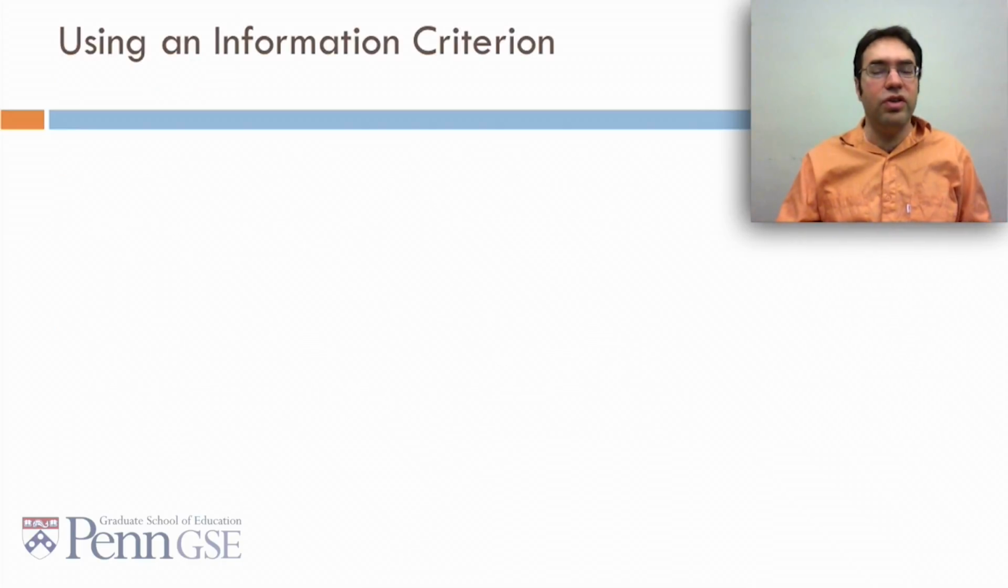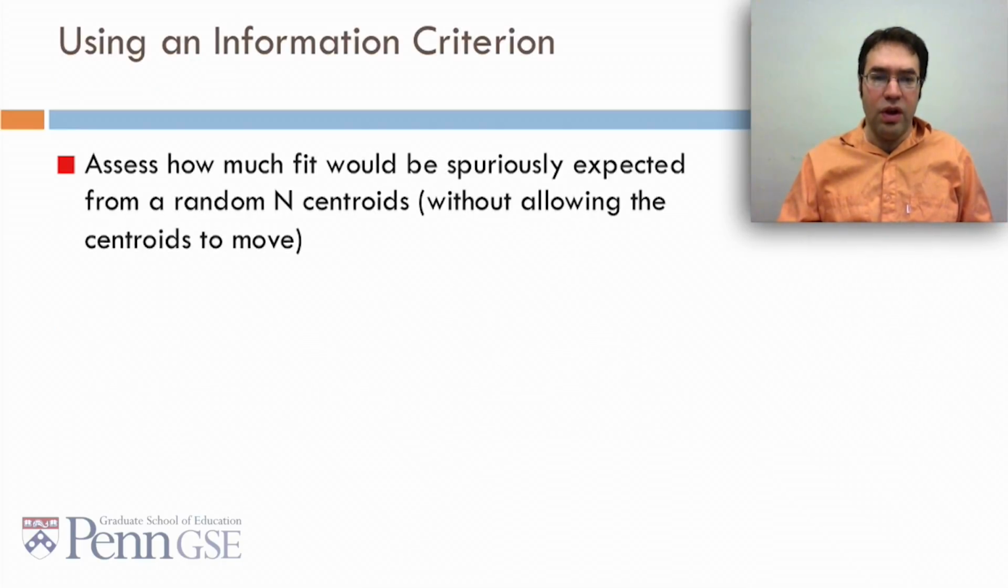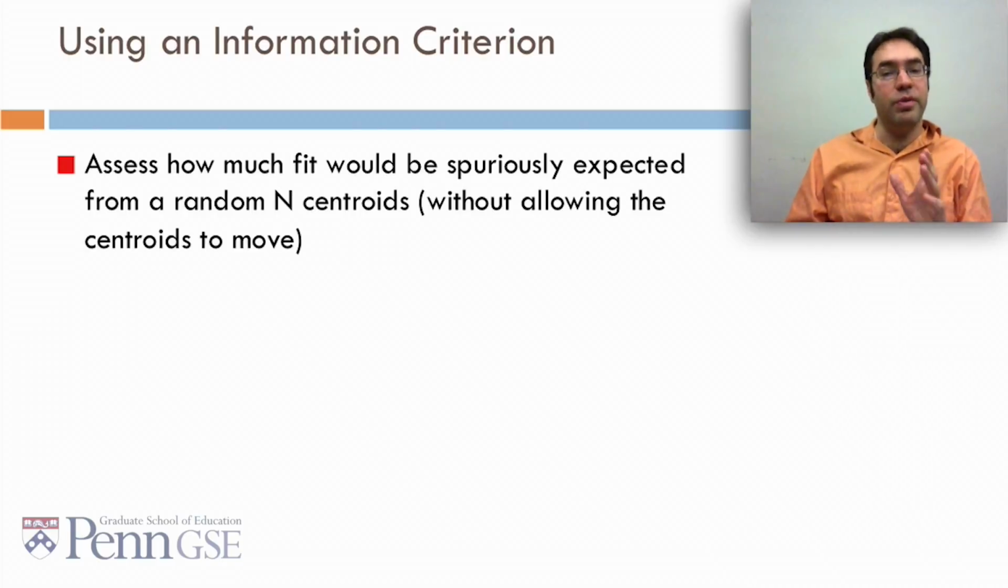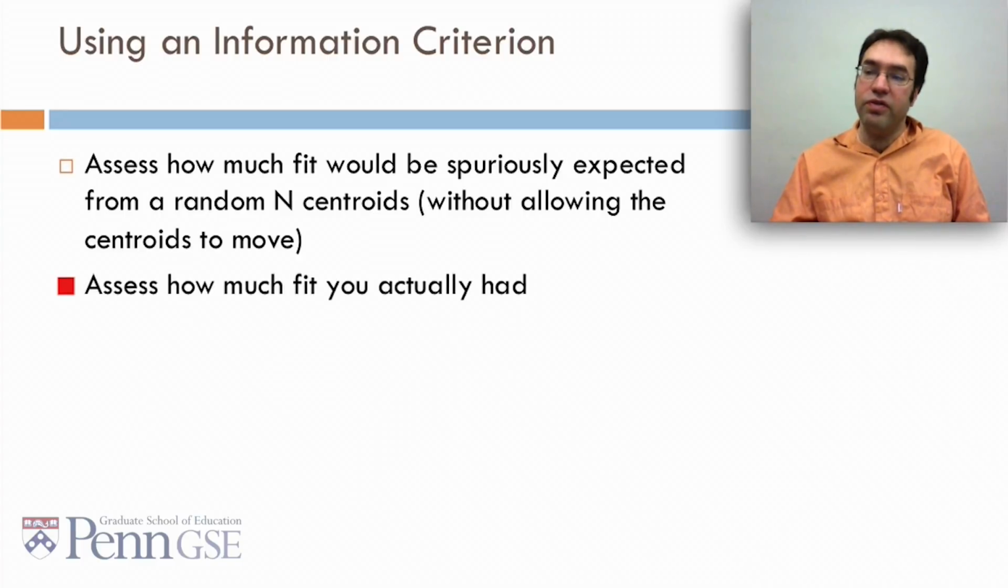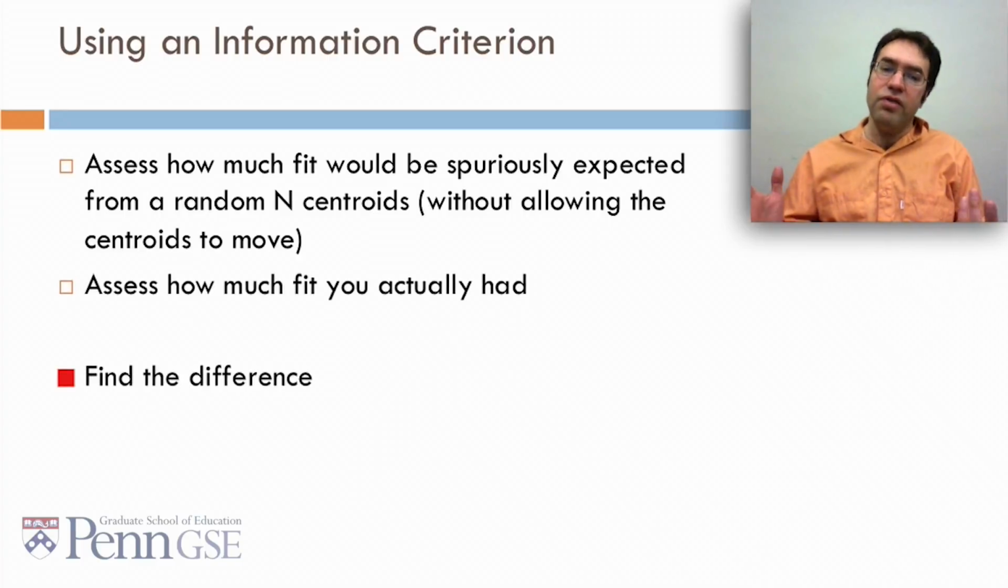So how exactly do you use an information criterion for this? Well, first you assess how much fit would be spuriously expected from a random n centroids without allowing the centroids to move. And then you assess how much fit you actually had. And then you find the difference.